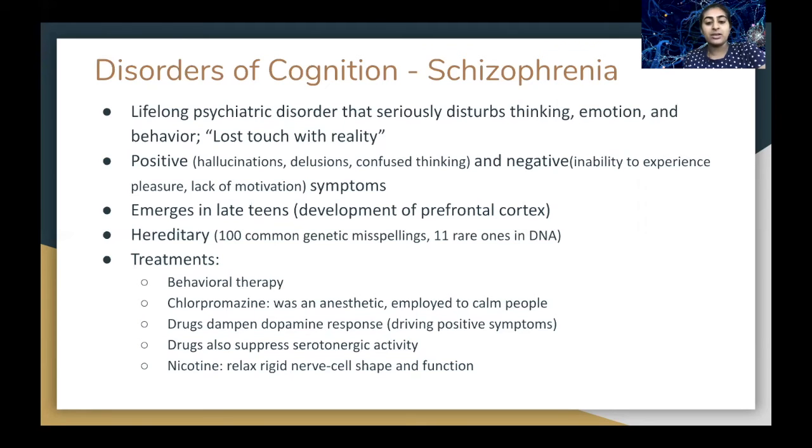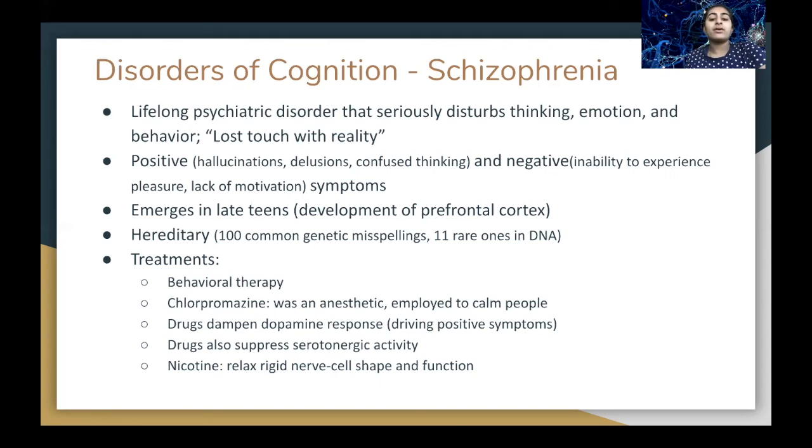This is when the development of the prefrontal cortex happens. The prefrontal cortex is involved in planning, higher thinking, etc. And that's where the abnormality in schizophrenia is. This psychiatric disorder is also hereditary. So scientists have found about 100 common genetic misspellings and 11 rare ones in the DNA of schizophrenia patients.